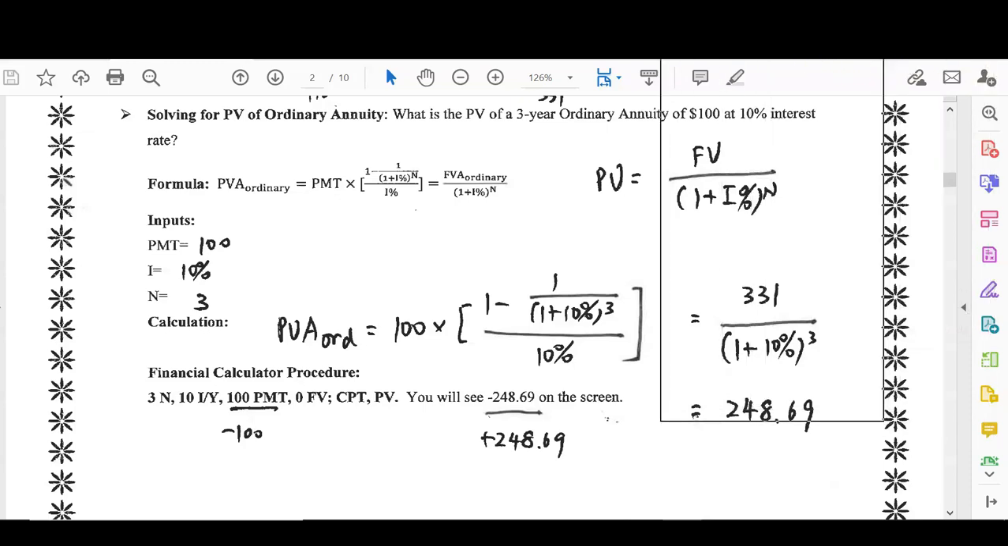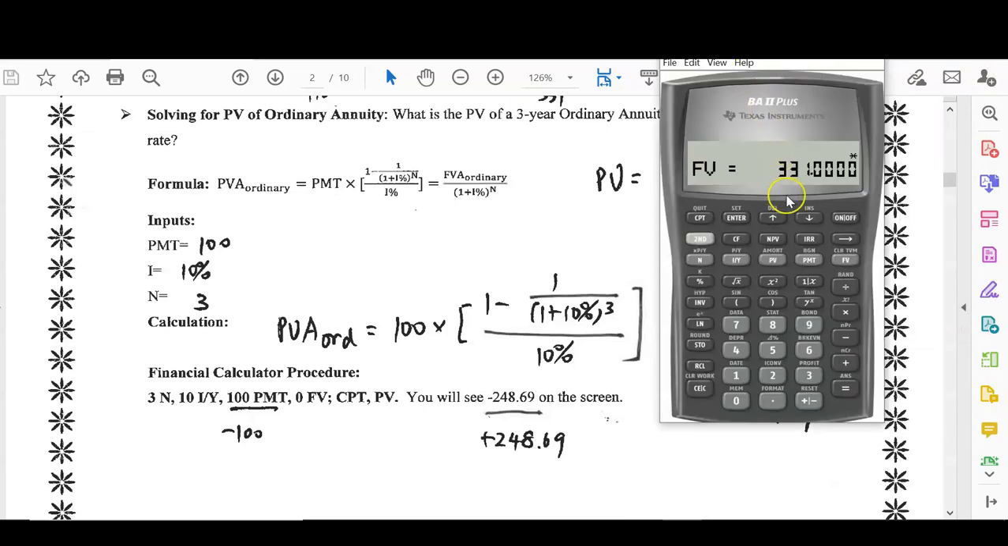A second method would be using our financial calculator. We still have 3 as n, 10 as I, 100 as our payment, but this time future value is 0. I know we have 100 at the end of the third year, but that's already incorporated by using payment. So we don't have an additional lump sum at the end of the third year anymore. So future value here is 0. Future value is anything additional besides the annuity at the end of all the years.